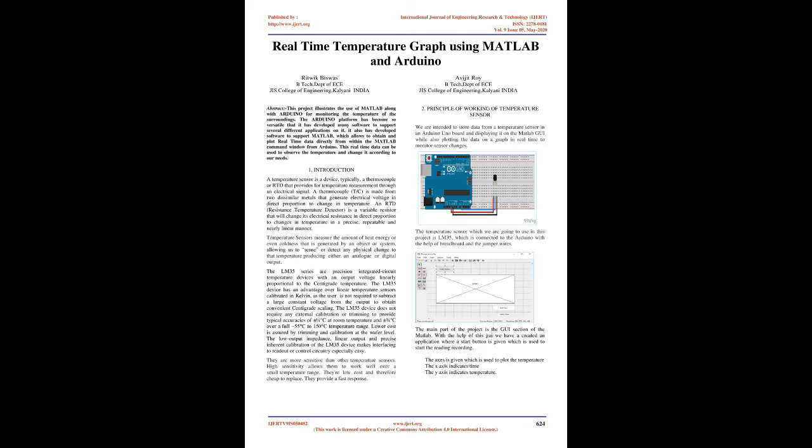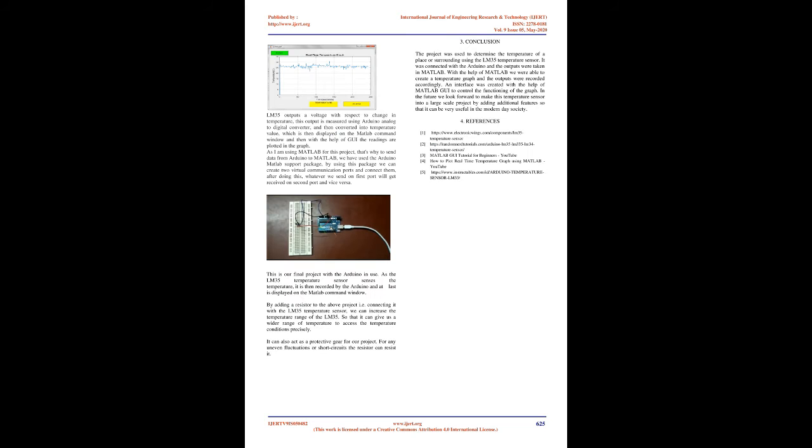The low output impedance, linear output, and precise inherent calibration of the LM35 device makes interfacing to readout or control circuitry especially easy. They are more sensitive than other temperature sensors. High sensitivity allows them to work well over a small temperature range. They're low cost and therefore cheap to replace. They provide a fast response.